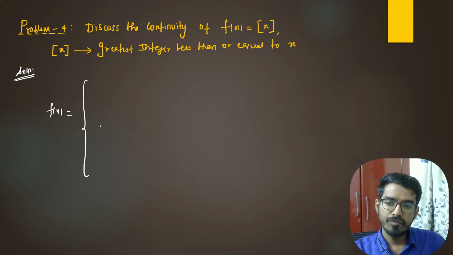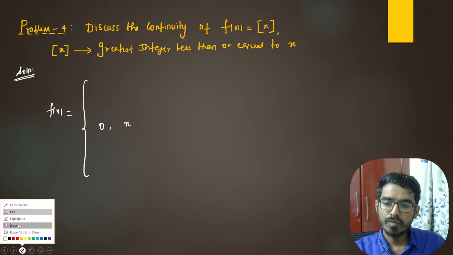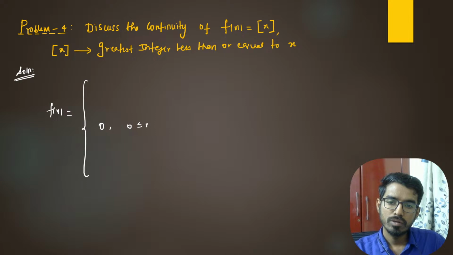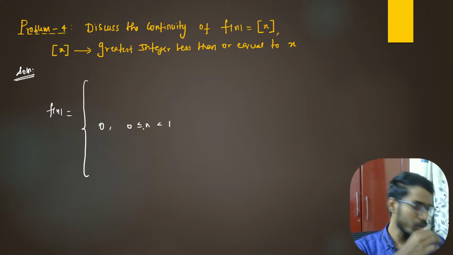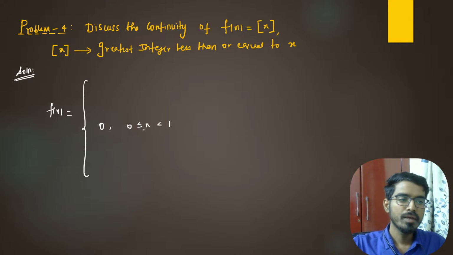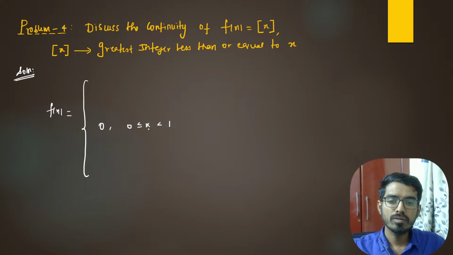So I'm going to define gif-x to be 0 when x lies between 0 and 1. Yes or no? When x lies between 0 and 1, your gif-x is 0, right? Because what is gif of 0.9? It is 0. Gif of 0 is 0. Gif of 0.8. So for any number in this interval, gif is always 0.